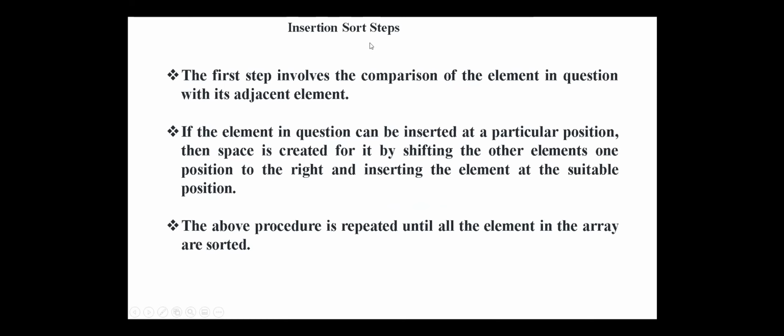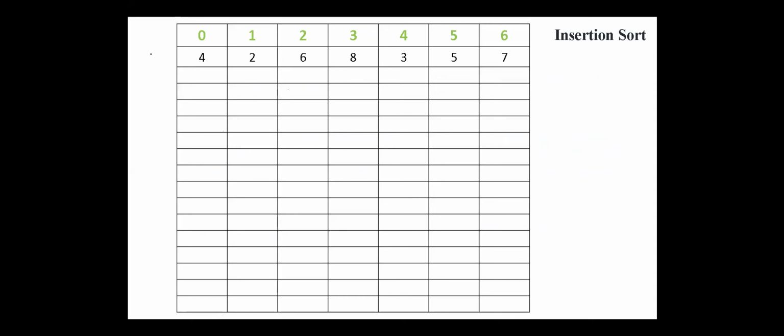The insertion sort steps are as follows. The first step involves the comparison of the element in question with its adjacent element. If the element in question can be inserted at a particular position, then space is created for it by shifting the other elements one position to the right and inserting the element at the suitable position. The above procedure is repeated until all the elements in the array are sorted.